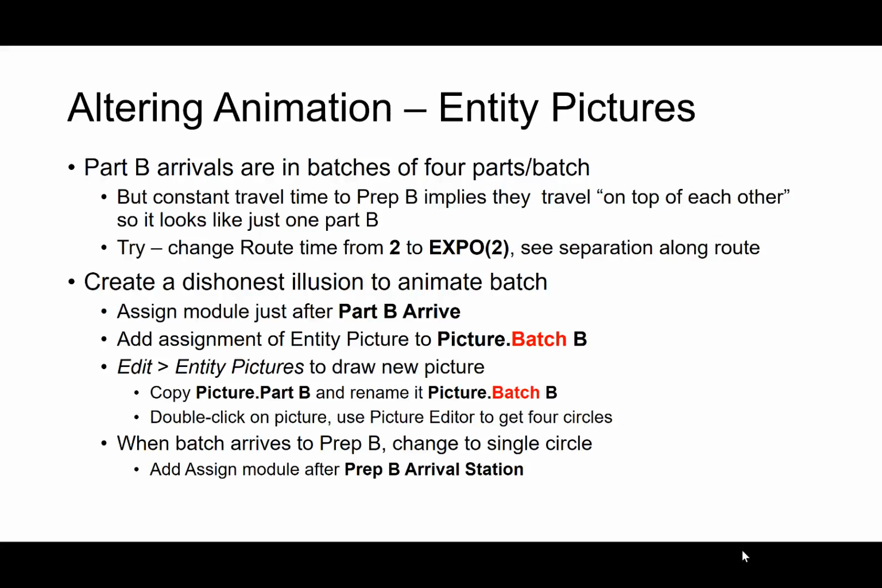That you could create an illusion to animate the batch using the steps below. Assign the module just after Part B arrives. Add the assignment of entity picture to picture-dot-batch B. Edit entity pictures, draw a new picture. So you can copy picture B and rename it. And then when the batch arrives to Part B, change it to a single circle and add assign module after the Part B arrival.